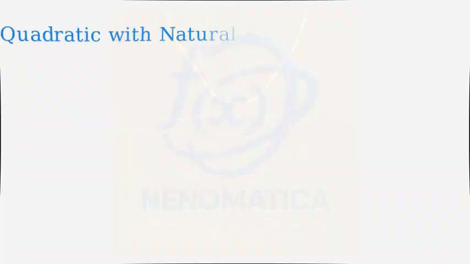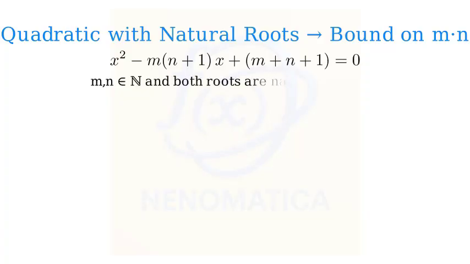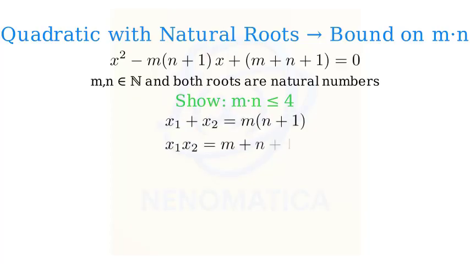In this lesson, we will prove a neat result about a quadratic with parameters m and n. Suppose m and n are natural numbers. If the roots of the quadratic x squared minus m times (n plus 1) times x plus m plus n plus 1 equals 0 are natural numbers, then we will show that the product mn is at most 4. Let the roots be x1 and x2.